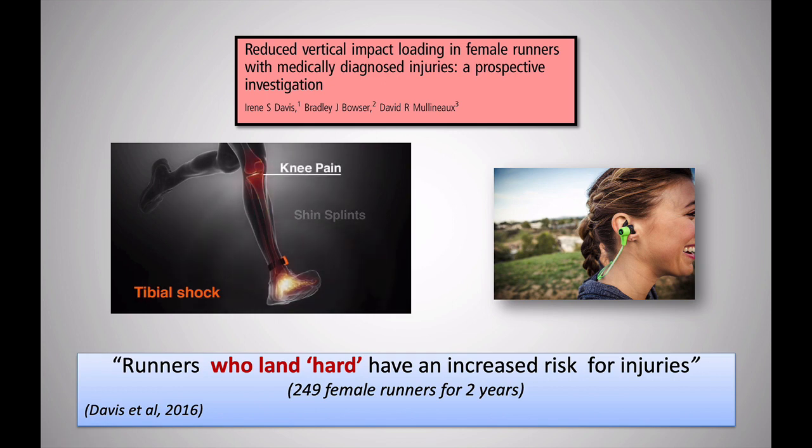So this is something you look at when you're on the treadmill. If it's too noisy, too landing heavy, quite simple to change. Ask them to land lighter. So that's something you can change quite easily.